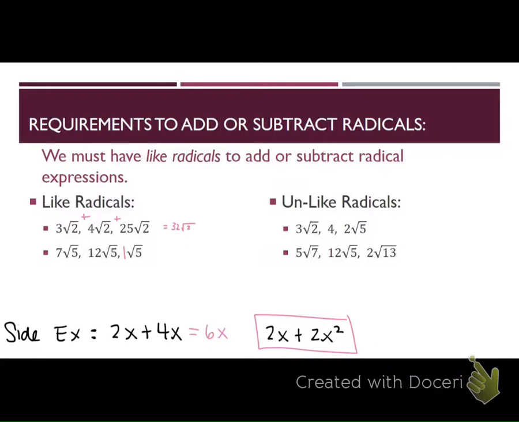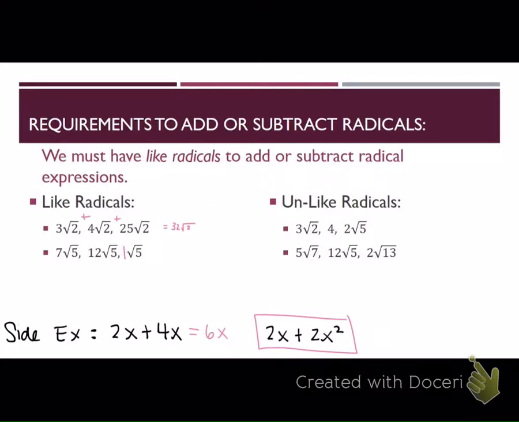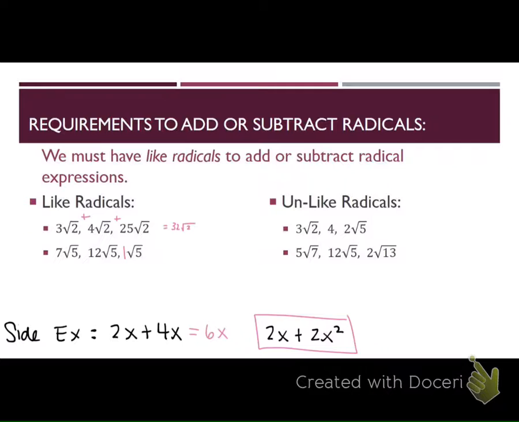Unlike radicals, do you see how this one has a radical 2, this one doesn't have a radical at all, and this one has a radical 5? That would be like trying to add x and x squared with a constant. You can't do that. You have to have the same number in the radical. Does everybody understand what I'm saying by like radicals? Okay, go ahead and flip to the next page when you're ready.